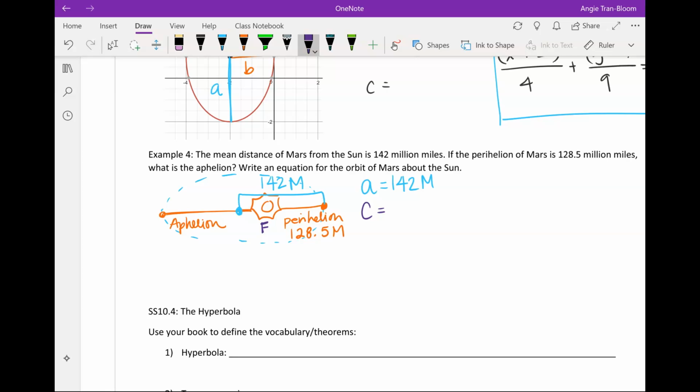Okay, 128.5 is not C, it's the other side of C. C is from the center to the sun. So 142 minus 128.5 million. Let me know what that decimal is. So what's that one? Some big millions. Well, not that big since we have 142 millions. 13.5 million.